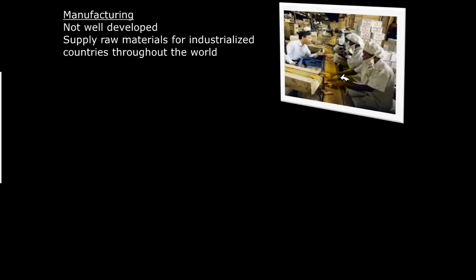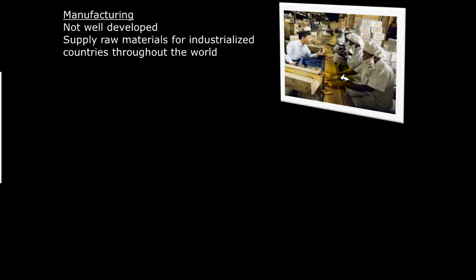Like when we get oil, the oil you take out of the ground, you cannot put that in your car. It has to go through a refining process. So you would think that is what would occur here in Sub-Saharan Africa. It does not. The opposite actually occurs. Manufacturing in Sub-Saharan Africa is not well developed. Sub-Saharan Africa supplies raw materials for industrialized countries throughout the world.